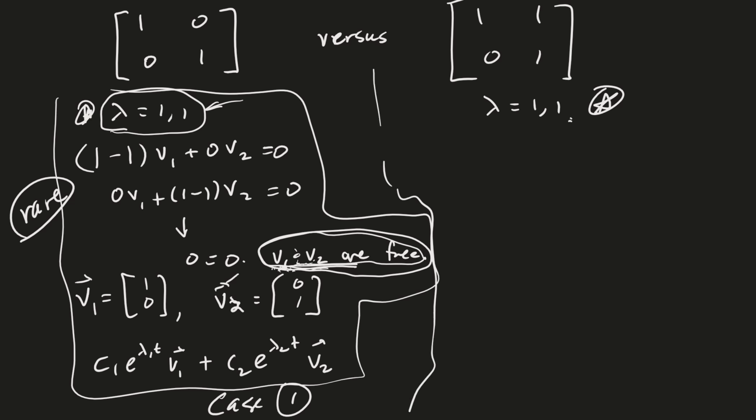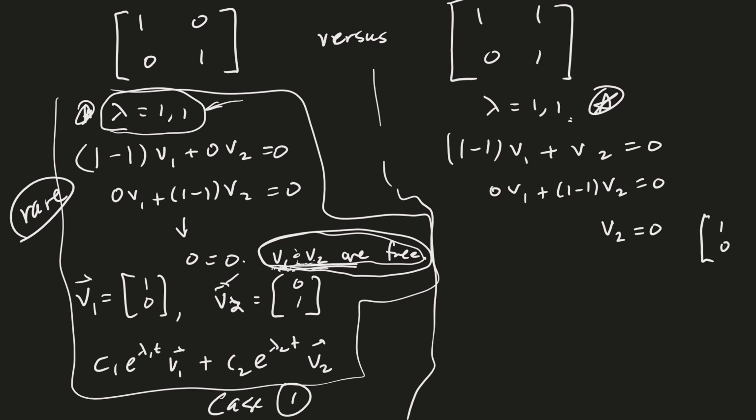So we're going to assume that that case does not hold, and look at this case, where we put in our values: 1 minus 1 times v1 plus 1 v2 equals 0, and then 0 v1 plus 1 minus 1 times v2 equals 0. And so we are left with a condition that v2 is equal to 0. Right? And so v1 can be anything, and so we write our vector as 1, 0. So this is the problem. I've only got one eigenvector, but two eigenvalues. So what am I going to do? I need another eigenvector somehow.